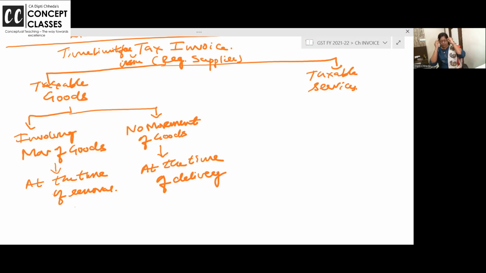If it involves movement, we have done all this in the daily chapter in section 9. And no movement of goods means at the time of delivery.